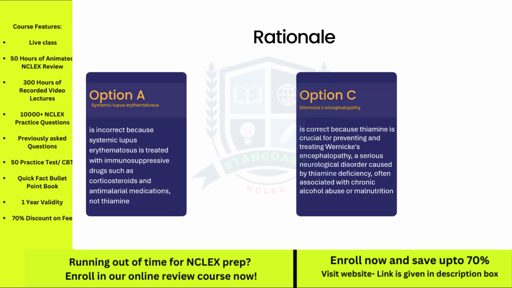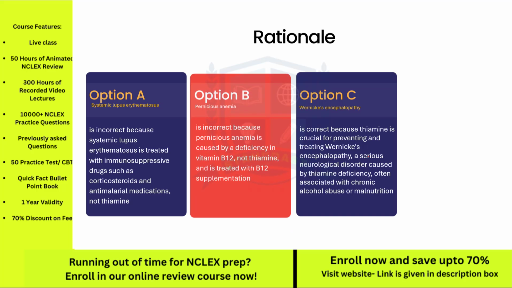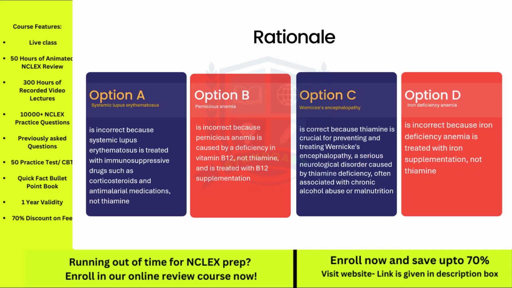A is incorrect because systemic lupus erythematosus is treated with immunosuppressive drugs such as corticosteroids and anti-malarial medications, not thiamine. B is incorrect because pernicious anemia is caused by a deficiency in vitamin B12, not thiamine, and is treated with B12 supplementation. D is incorrect because iron deficiency anemia is treated with iron supplementation, not thiamine.